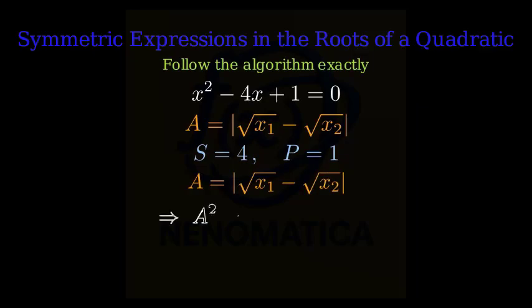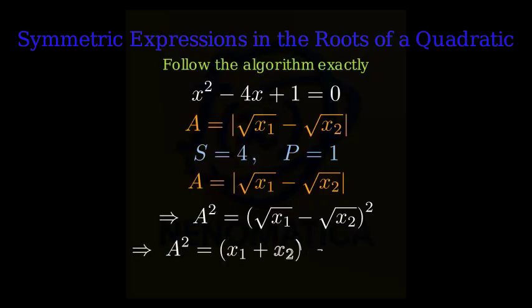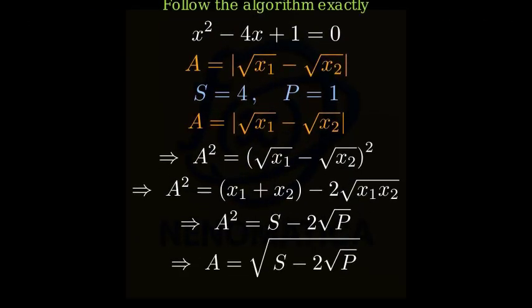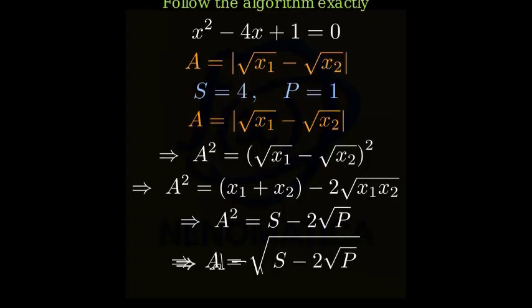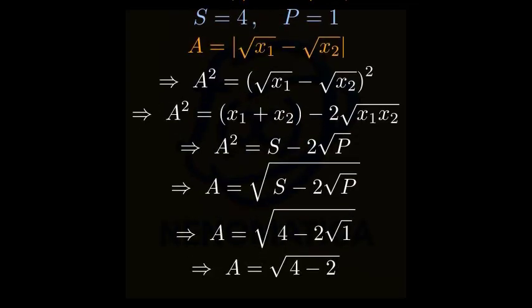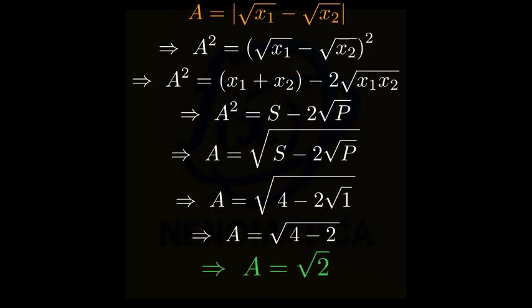Now write a as the absolute value of the difference of square roots. Square both sides to eliminate the absolute value and radicals inside the difference. Expand the square of a difference. Replace the sum x1 plus x2 by s, and the product x1 x2 by p. Take the principal square root of both sides to solve for a. Substitute s equals 4, and p equals 1. Since the square root of 1 is 1, simplify the inside. Finally, 4 minus 2 equals 2, so a equals the square root of 2.